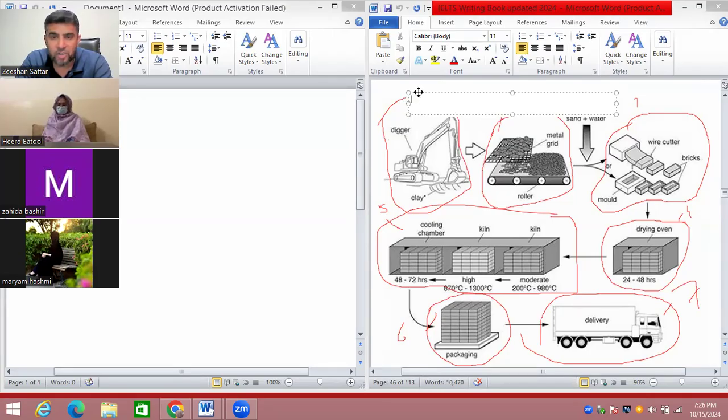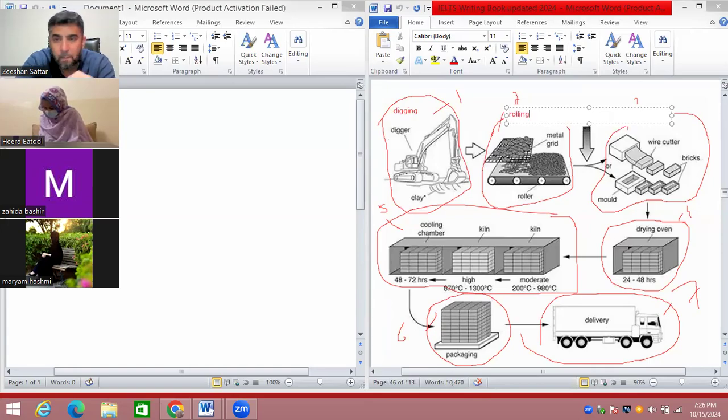See the first stage here, where a digging machine is doing something. We name this stage digging. Number 2, here you see that a roller is sending the sand or the mud to the next section for raw brick making. So we name this stage rolling. The third stage, bricks are being made in the shape of a brick. We may name it the designing or shaping stage, whatever name you want to give. Number 4, a drying oven is there.